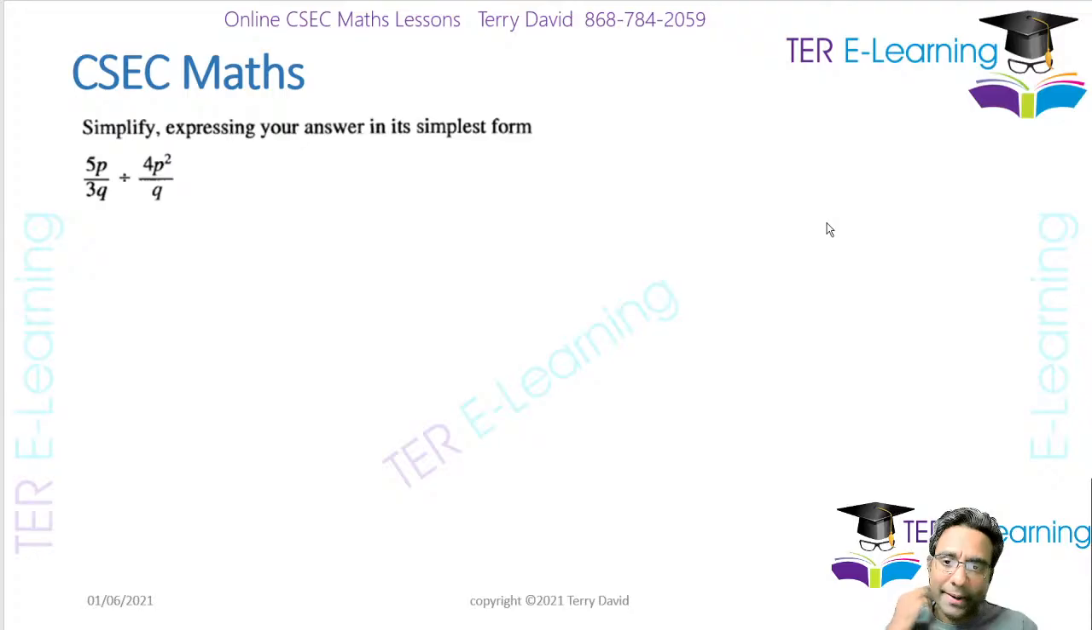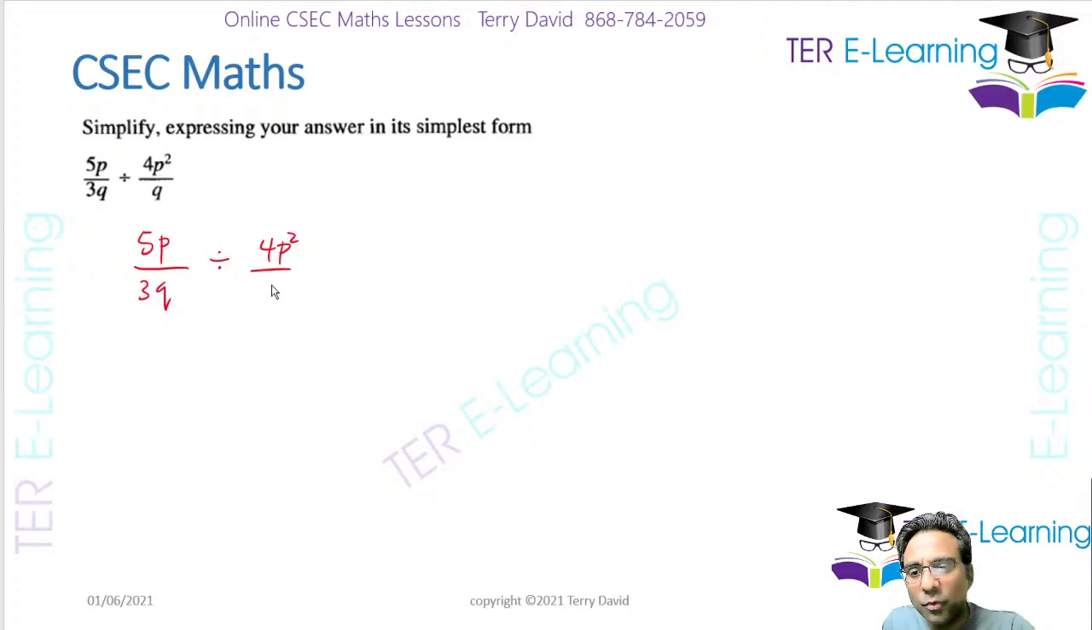Alright, so this part here now, simplify, giving your answer in simplest form. So here's what we're trying to work out. You're trying to work out 5p over 3q, and by the way, this is not an addition sign, it's a division sign, divided by 4p squared over q. That's what we're trying to work out. So you're trying to divide two fractions here.